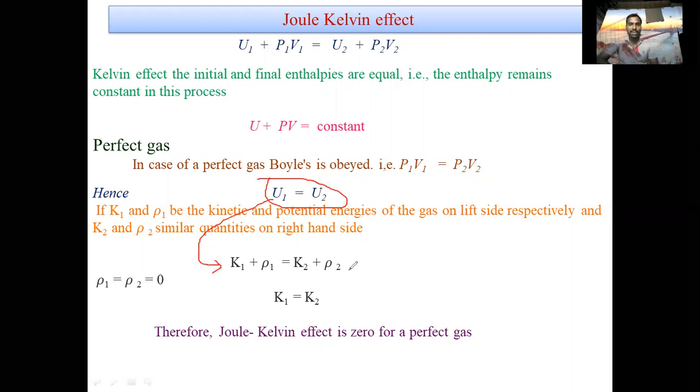Therefore, the Joule Kelvin effect is 0 for a perfect gas, because the initial internal energy U1, before passing the gas through the porous plug material, and U2, the internal energy after passing through the porous plug material, should be equal. Means there is no change in internal energy. No change in internal energy means the temperature is not changed. That's why the Joule Kelvin effect for the perfect gas is 0.